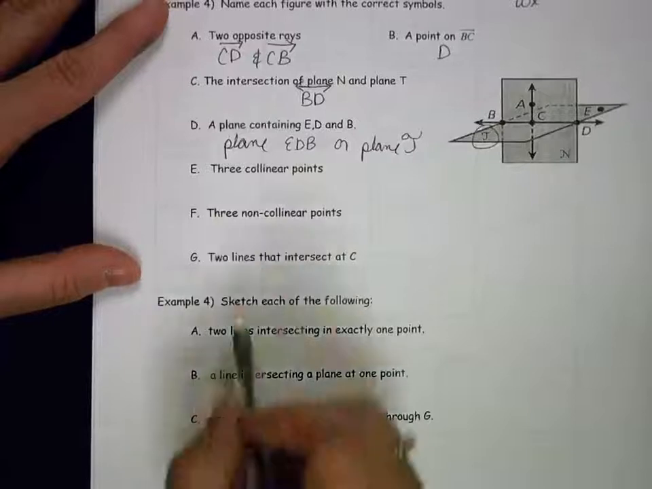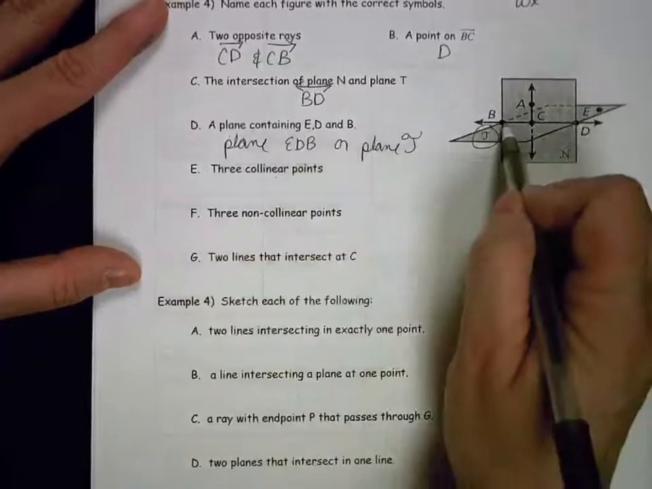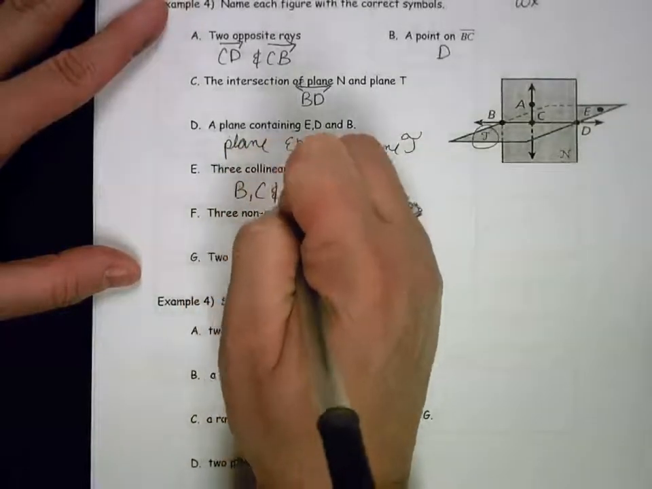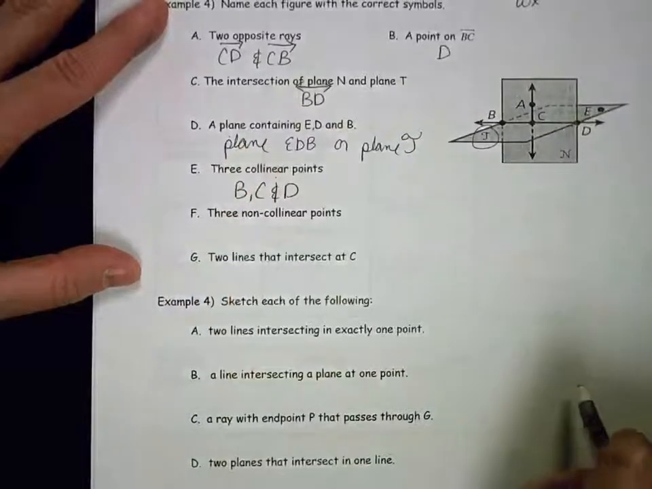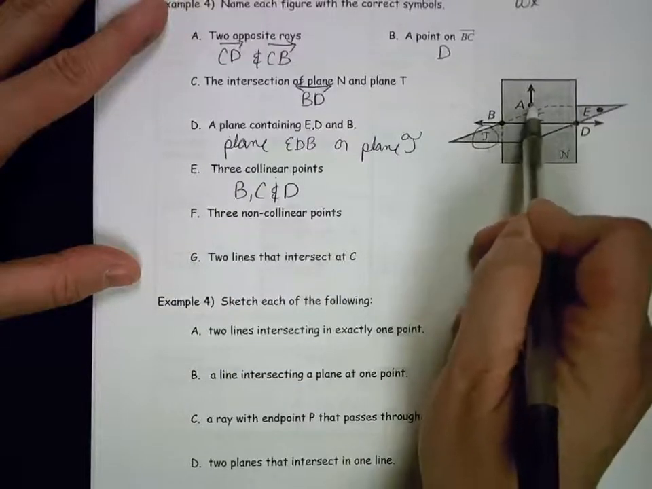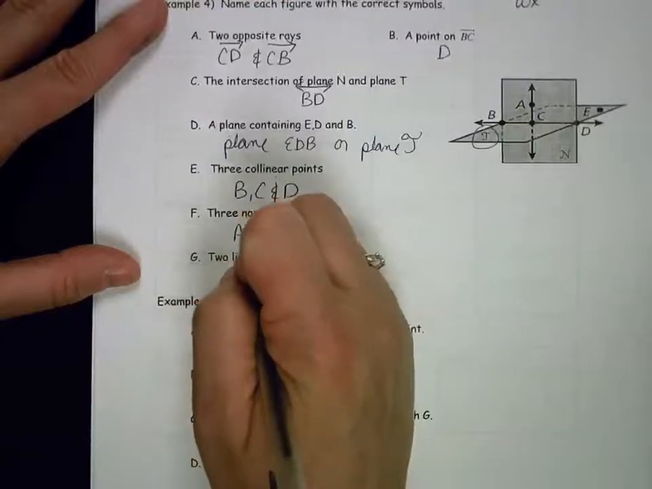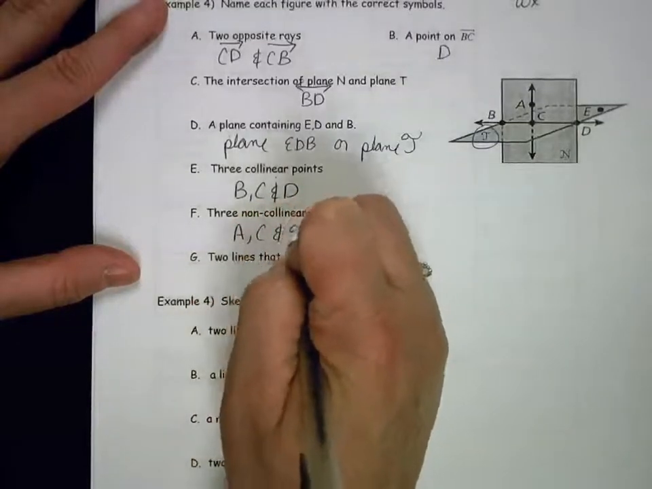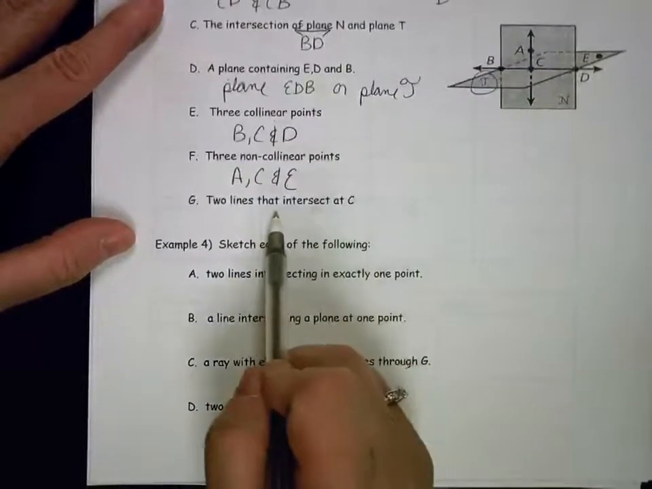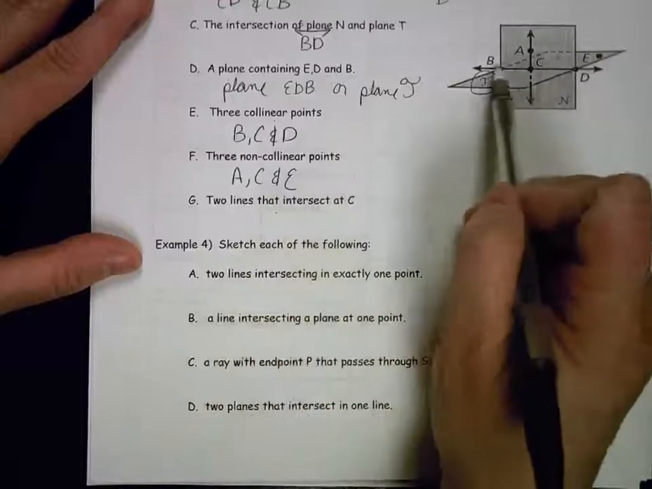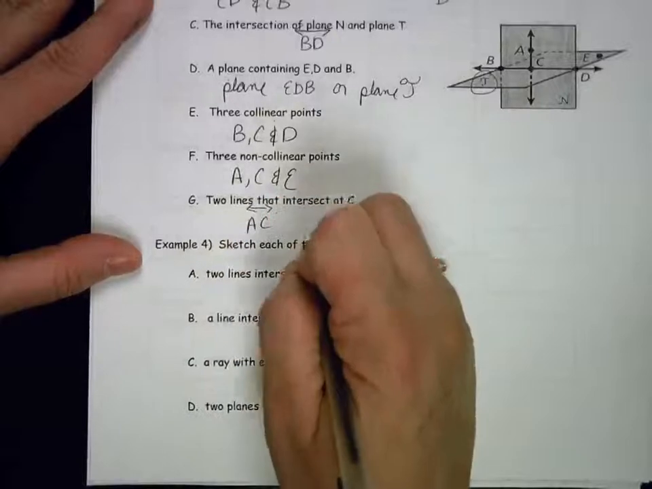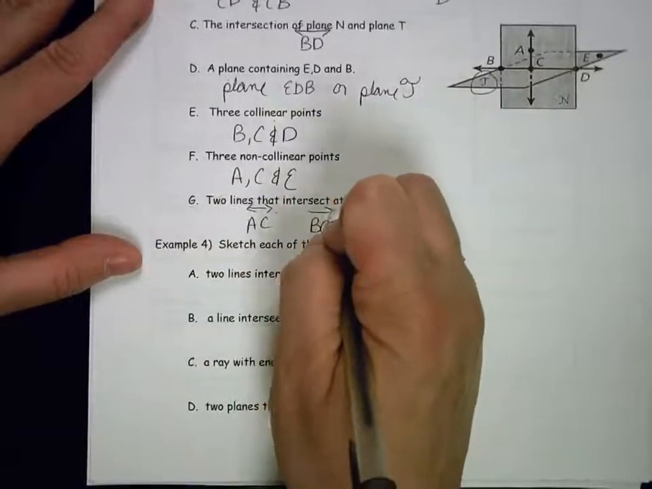Letter E, three collinear points. I'm going to use B, C, and D, all on the same line. And for three non-collinear points, I am going to use A, C, and E. Letter G, two lines that intersect at C. Well, we have line AC and we have line BC.